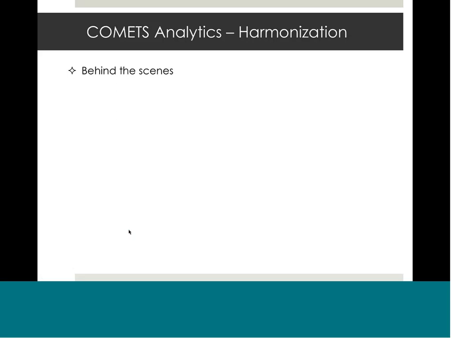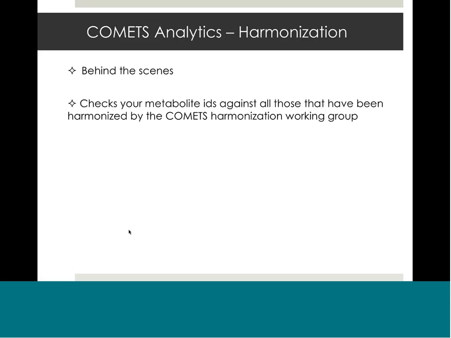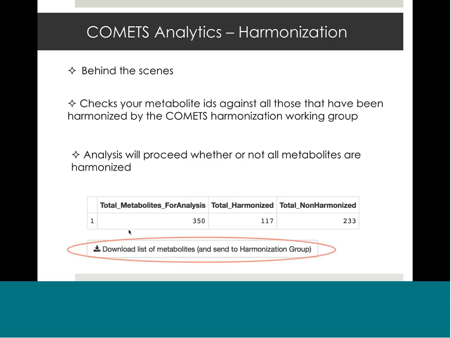So the harmonization, both Ella and Steve have touched on this, but again, this goes on behind the scenes, and it checks your metabolite IDs against all of those that have been harmonized in the group. And I do want to note that even though your metabolites may not have been found previously in COMETS or haven't been mapped, the analysis will proceed with those regardless. So it's not a requirement to have the metabolites harmonized, but the harmonization does happen automatically. And it will output the results of the harmonization.